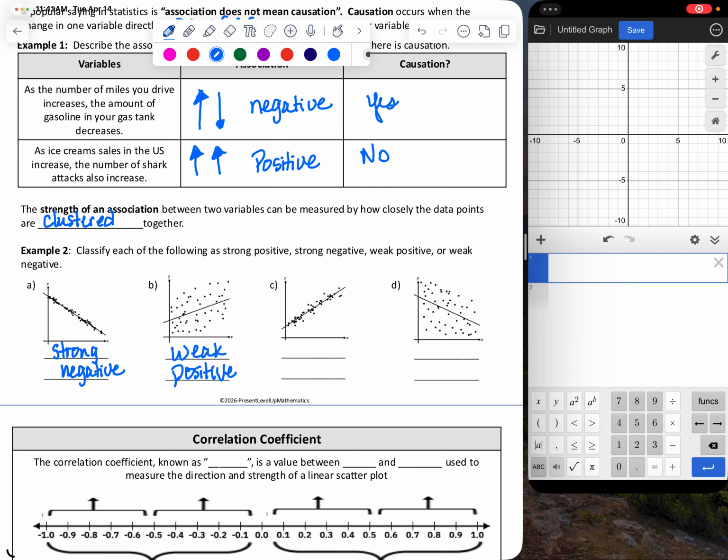All right, welcome back. Hopefully on C, you put strong, positive, and D, you put weak, negative. If you got either of those incorrect, pause the video and fix them now. If you got them both right, let's continue on to talk about the correlation coefficient.